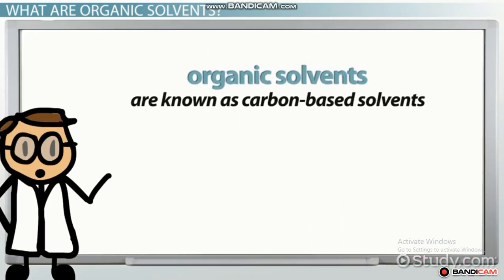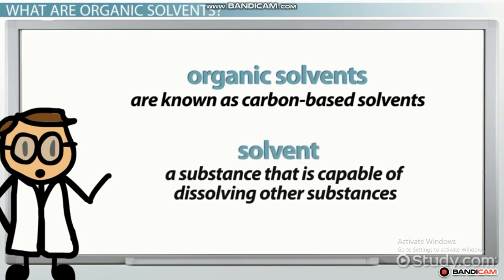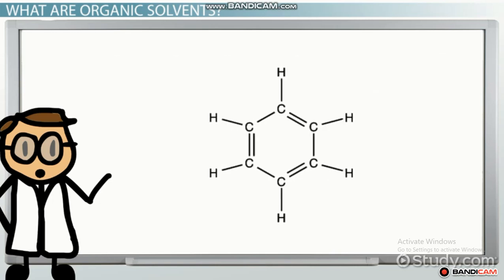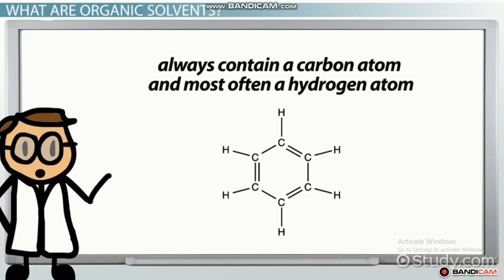Organic solvents are known as carbon-based solvents. A solvent simply refers to a substance that is capable of dissolving other substances. By being carbon-based, these solvents have carbon atoms present in the structure of their compound. For example, in this diagram, you will see that 6 carbon atoms are present in the organic solvent benzene. This example leads to an important point regarding organic solvents. Their molecular formula, or structure, will always contain a carbon atom and most often a hydrogen atom.